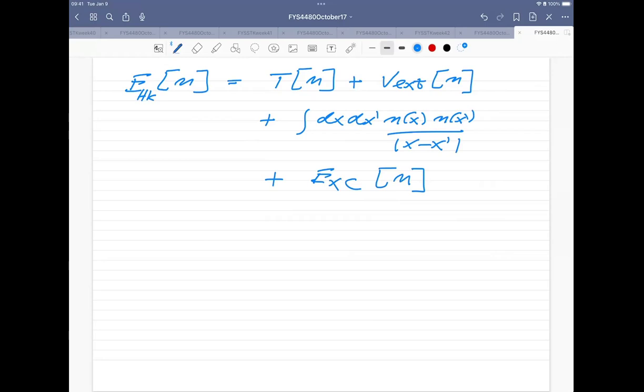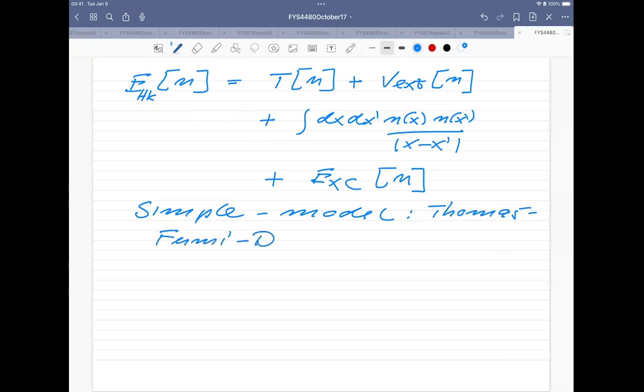So the simple model, which many of you may have encountered, is called the Thomas-Fermi-Dirac model. Have you heard of that one in physics courses? So there's something which is called Thomas-Fermi-Dirac. And this is roughly where we will stop today. And then we will use the next lecture and the two next ones to discuss the midterm.